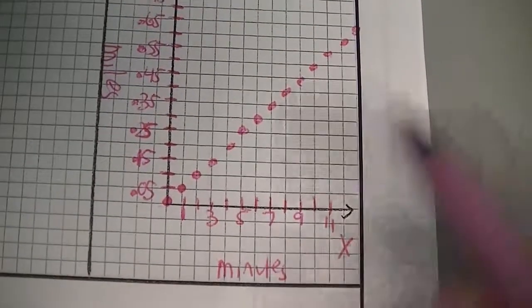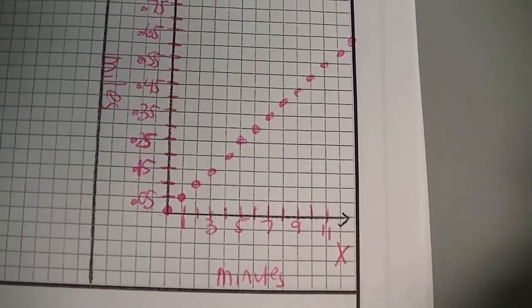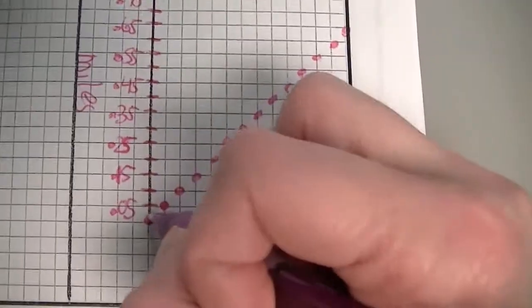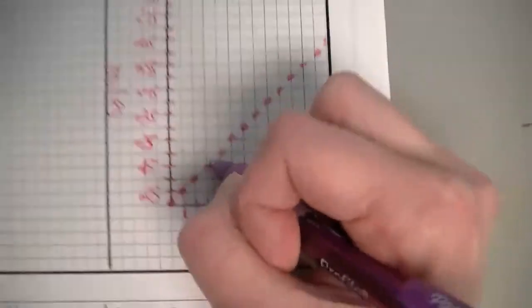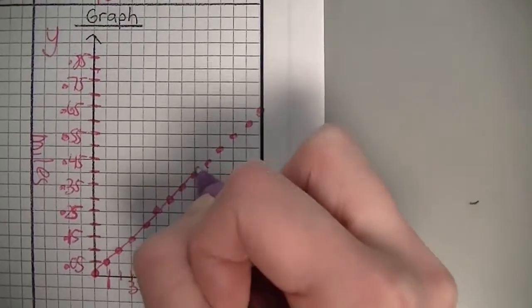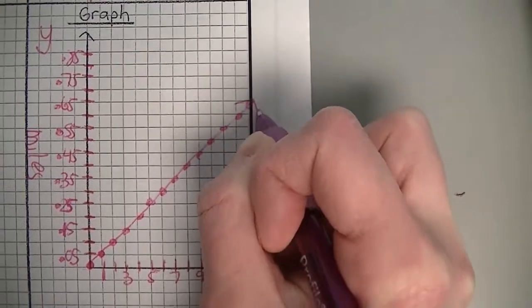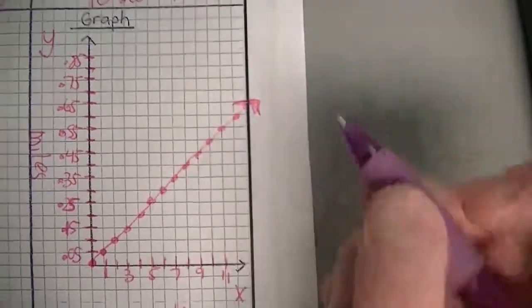Look at this, minutes. Could you have 1.5 minutes when you're running or 2.5 minutes when you're running? Yeah, you can. So we're going to connect it and make it continuous and try your best to make it a straight line. And I'm going to put an arrow on there because it makes sense to continue that.